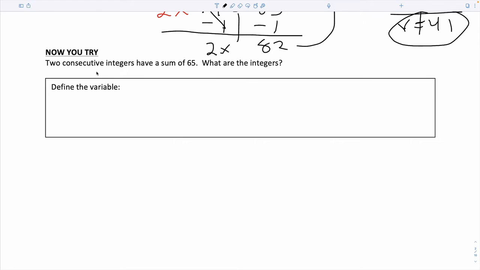You try this. 2 consecutive integers have a sum of 65. What are the integers? Box consecutive, box sum. Your variables are the same. x is the smaller one. x plus 1 is bigger.